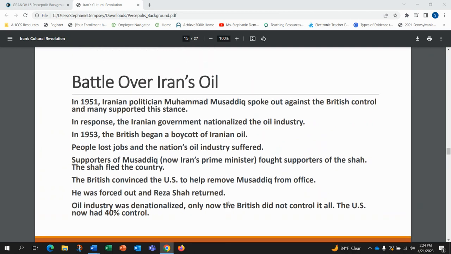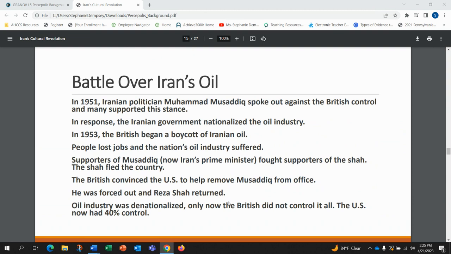Then we have a battle over Iran's oil. In 1951, Iranian politician Mohammad Mossadegh spoke out against the British control, and many supported the stance. In response, the Iranian government nationalized the oil industry. In 1953, the British began a boycott of Iranian oil. People lost jobs, and the nation's oil industry suffered. Supporters of Mossadegh, now Iran's prime minister, fought supporters of the Shah.